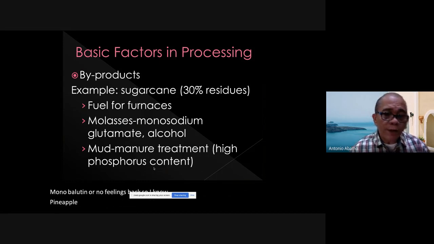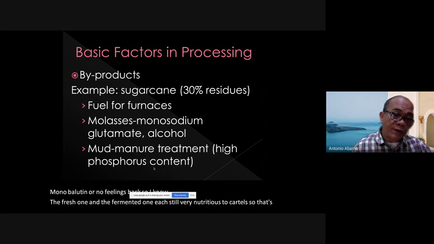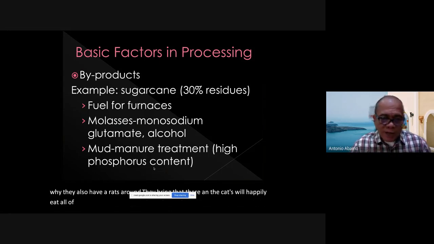The fresh one and the fermented one is still very nutritious to cattle. So that's why they also have a ranch around. They bring that there and the cattle will happily eat all of them. And you can see the cattle is very healthy.